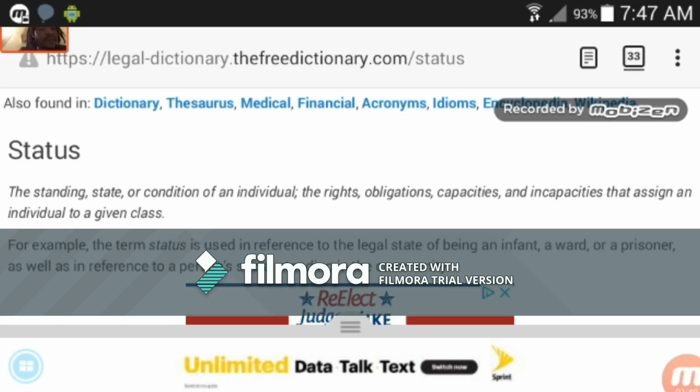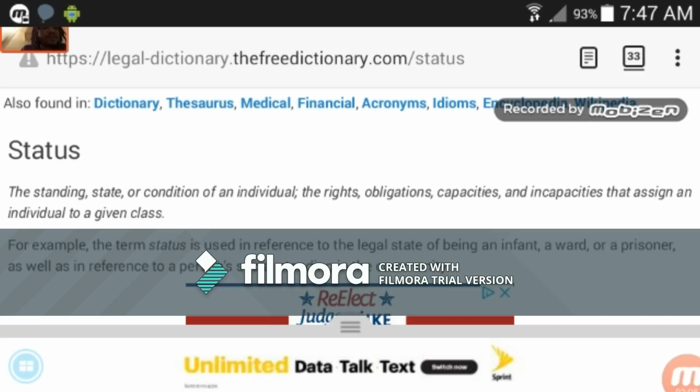That's pretty basic. You could probably find that same one or something real similar in Black's Law Dictionary. Most people that know by researching know what Black's Law Dictionary is, so I don't want to go in on that. I'm going to just keep going. For example, the term status is used in reference to the legal state of an infant, a ward, or a prisoner, as well as in reference to a person's social standing in the community.